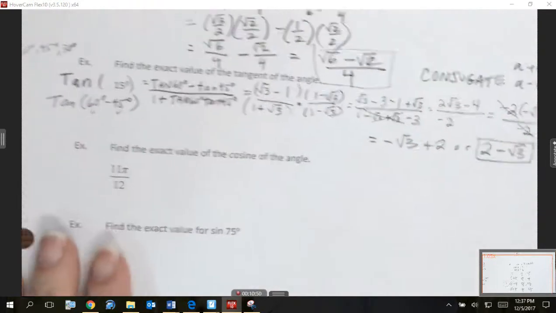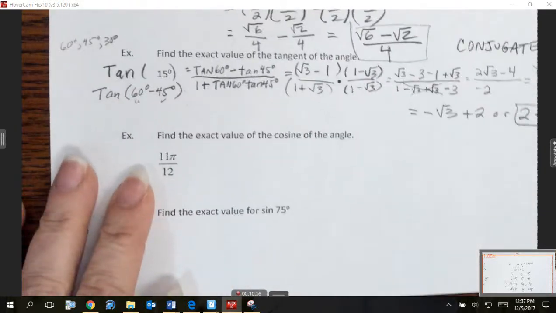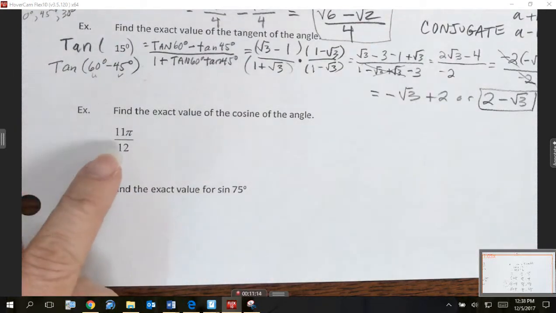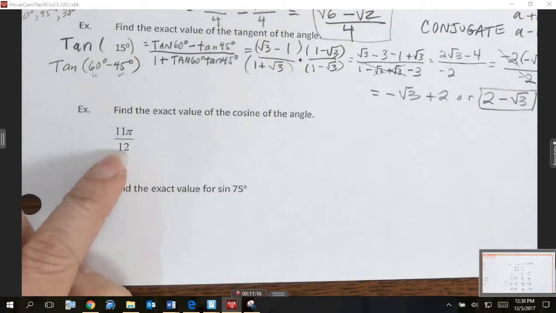Right? Next one. So the next one is find the exact value of the cosine of the angle. We're doing the cosine of 11 pi divided by 12. Is that one we know? So we have to do either adding or subtracting to get 11 pi over 12. But if I separate this to be like 1 pi over 12 and 10 pi over 12, why is that not going to help me?